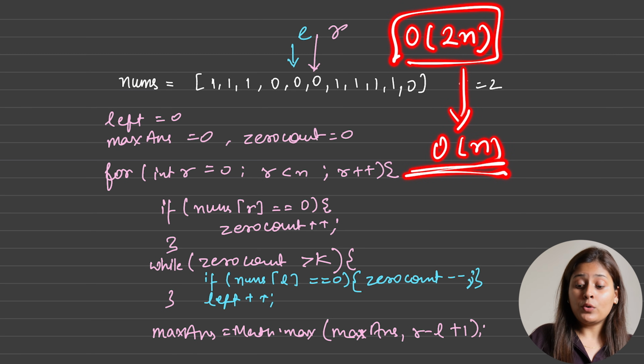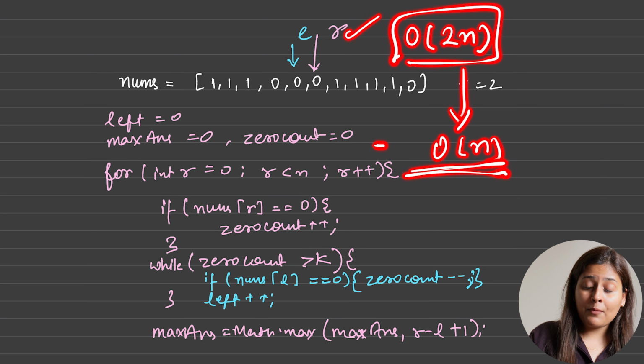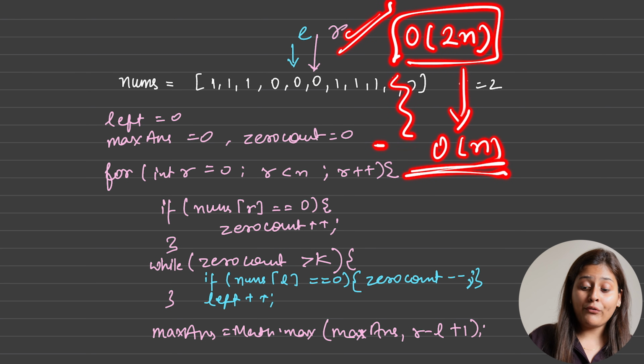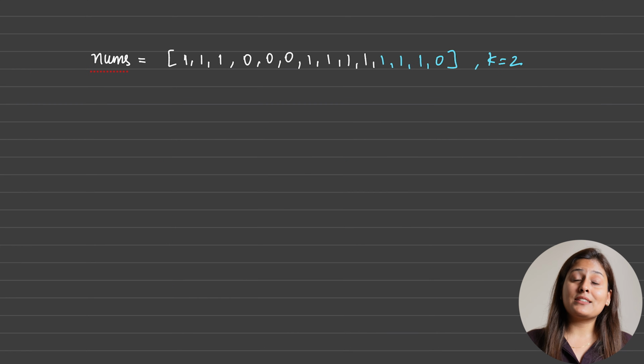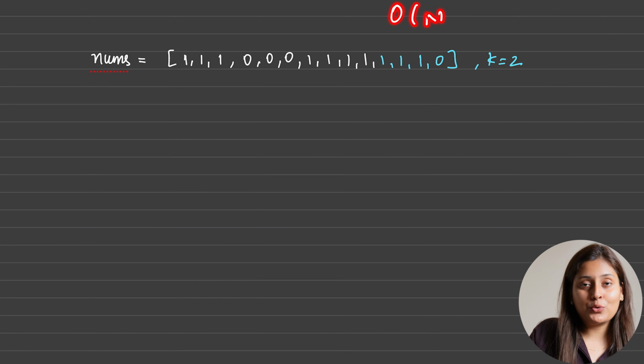But what if I tell you we can decrease the time complexity from O of 2n to O of n also? That will be the better optimized way. Correct? Yes. So let's discuss the O of n time complexity solution here.